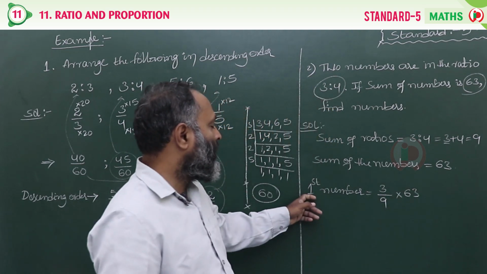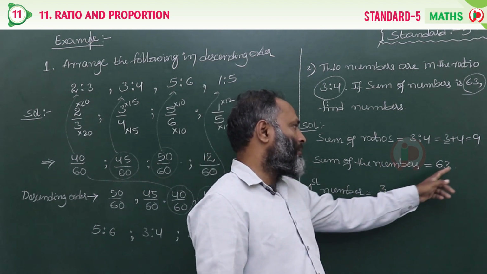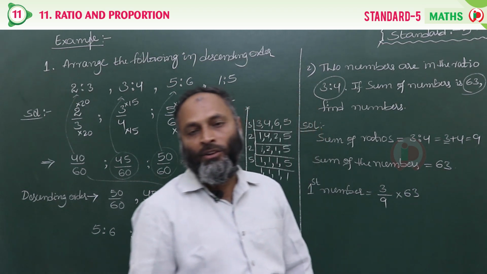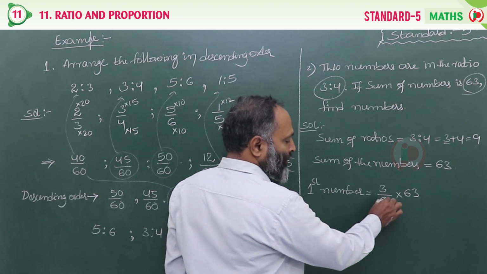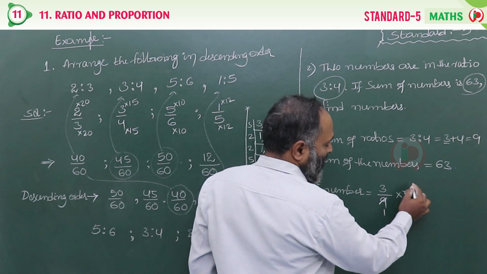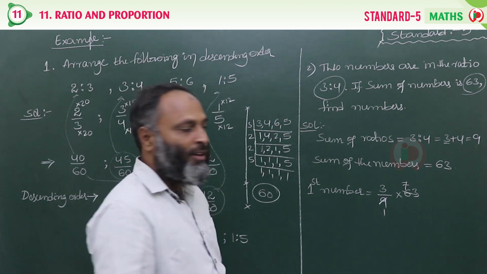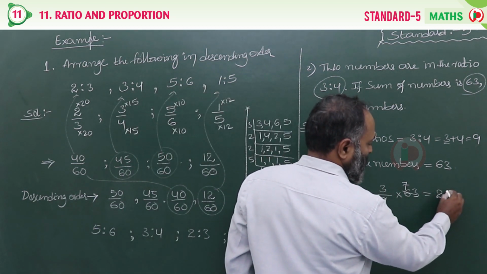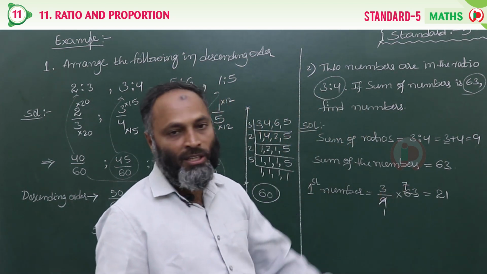So how to find the first number? We take the first ratio divided by the sum of the ratios, 3 by 7, into the sum of the numbers, 63. Now 7 ones are 7, 7 nines are 63. Multiply 3 into 9, that is 27. So the first number is 27.